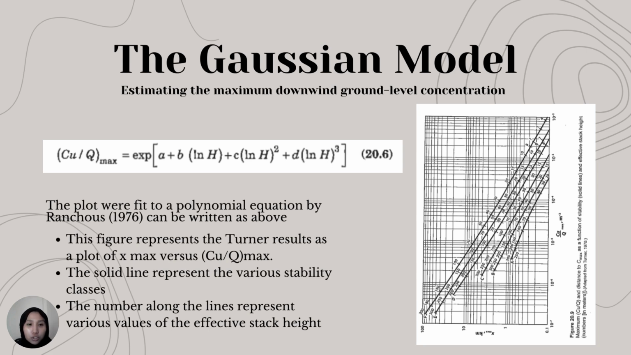1976. This figure represents the Turner results as a plot of x maximum versus the equation. The solid lines represent the various stability classes, while the numbers along the lines represent the values of the effective stack height.